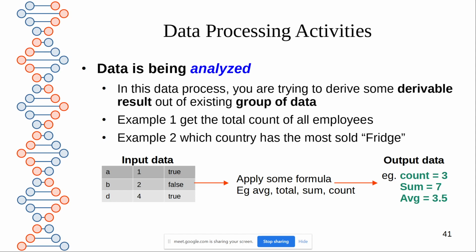So if you're deriving some value out of it, at the end you're getting the output on the right hand side: count is equal to 3, sum is equal to 7 and average is equal to 3.5. The right hand side never existed before you analyzed it. The left hand side is your input data, the right hand side is your output data. Before it moved from input to output, in one particular step in the process, you are doing this analytical step where you are trying to derive some value, and that part of the process is where you can say data has been analyzed. Example 1 is get a total count of all employees, and example 2 is which country has the most sold fridge.